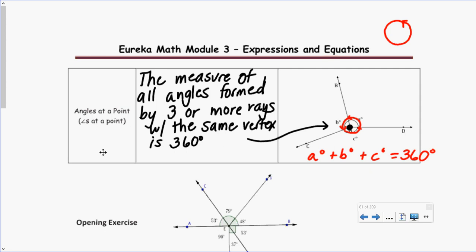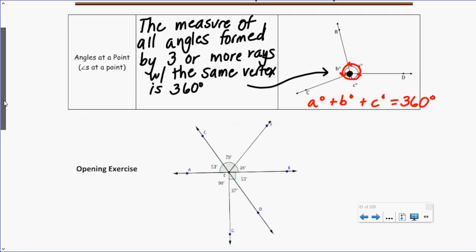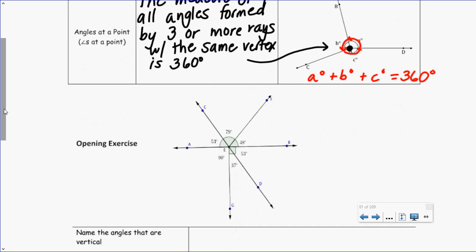Now we're going to do some examples on our own, or on the video, and then in the next class, you're going to be doing exercises 1, 2, 3, and 4 in class. So we're going to do the opening exercises and the examples, and in the next class, you're going to be trying the exercises on your own.